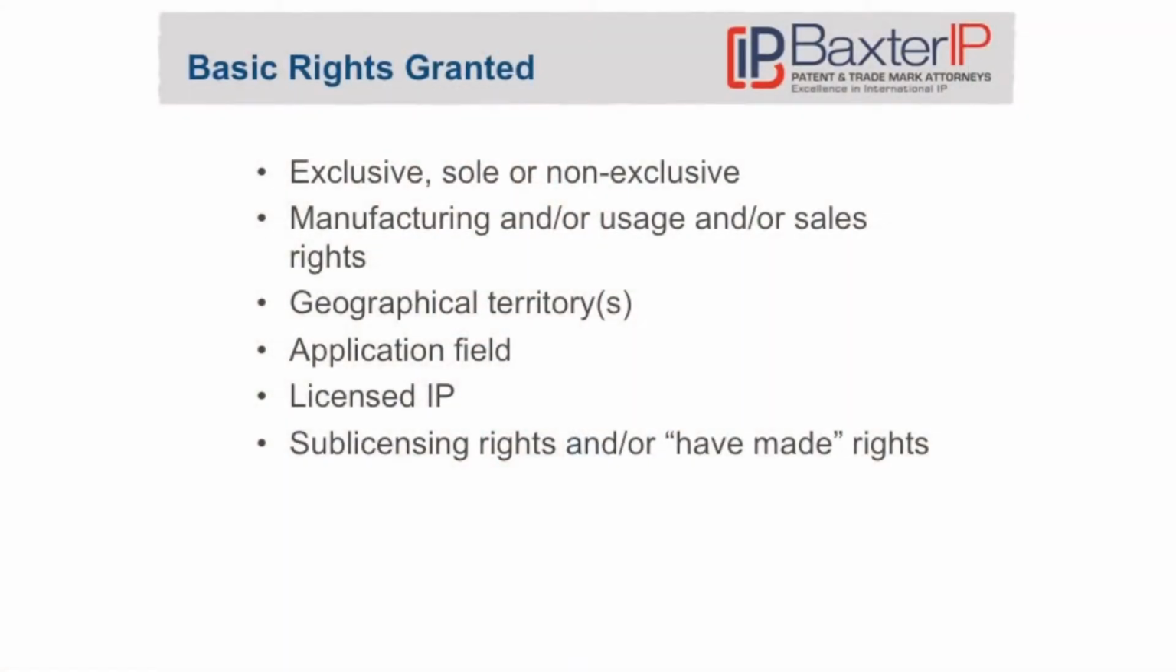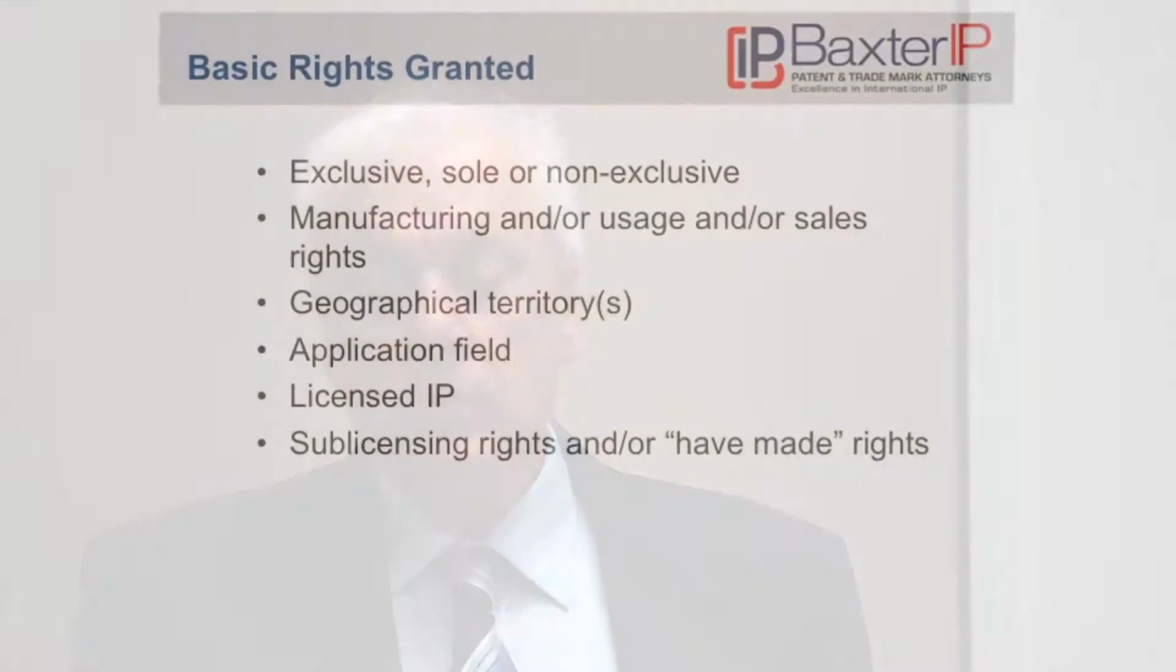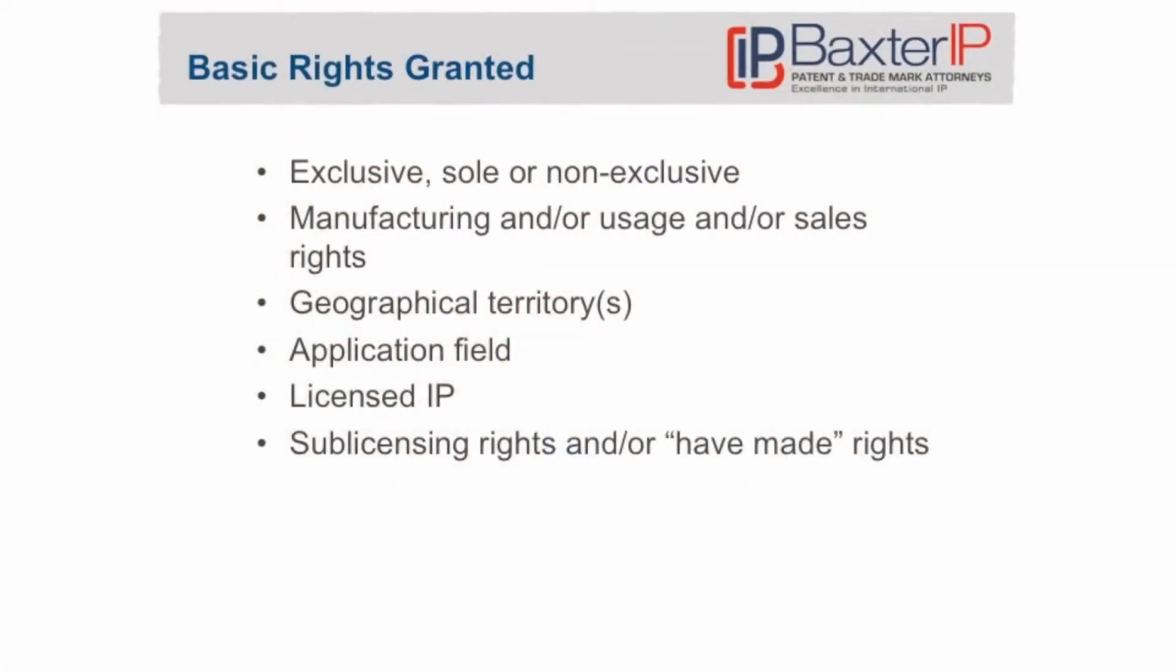Secondly, will the right being granted be for manufacturing, usage, or sales, or a combination of these three? How will the licensee be limited in how it makes use of the IP? Remember that in the broadest sense, the monopoly provided by a patent is a right to manufacture, use and sell. Thirdly, the geographical territory or territories. In which countries will a licensee be allowed to commercialise the IP?